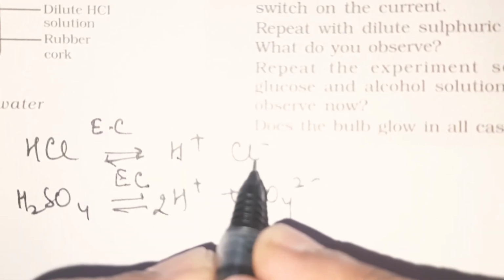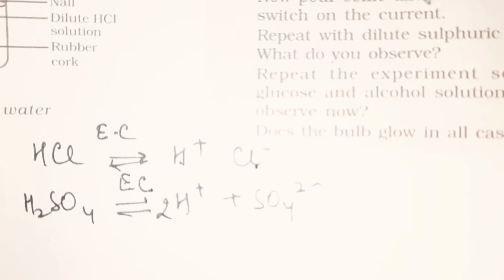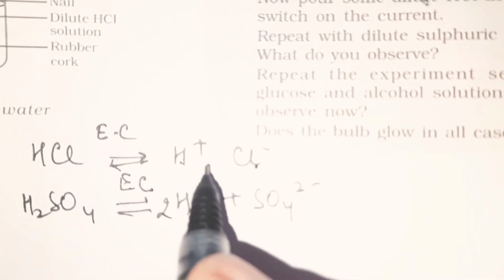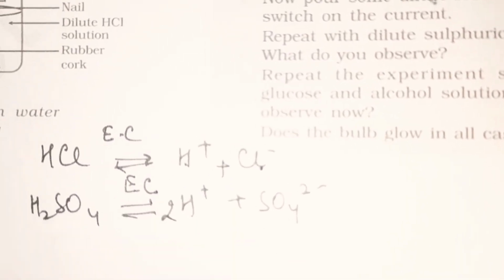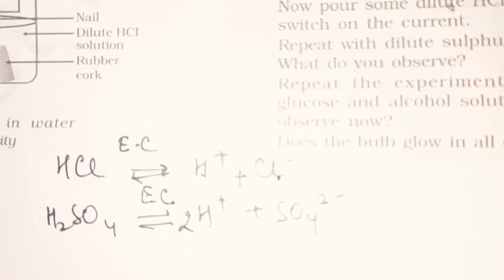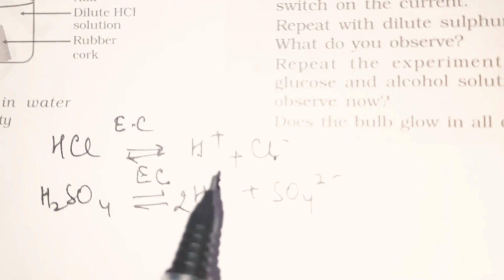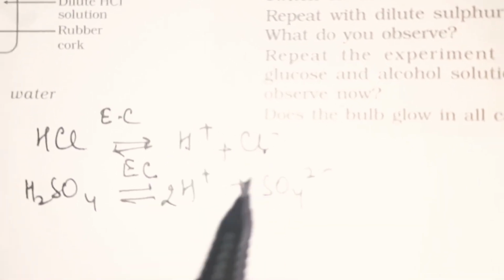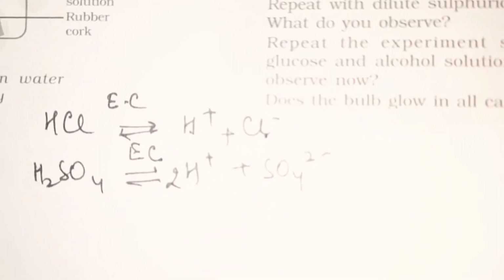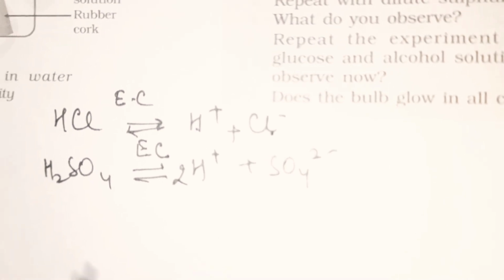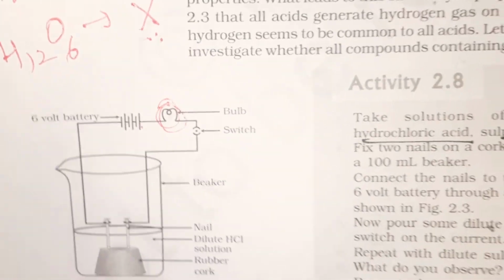Now this dissociation of ions leads to the conduction of electricity. The flow of ions, the flow of electrons, is actually the cause of electric current, and because these ions are produced due to loss or gain of electrons, they are the reason why the bulb here glows.